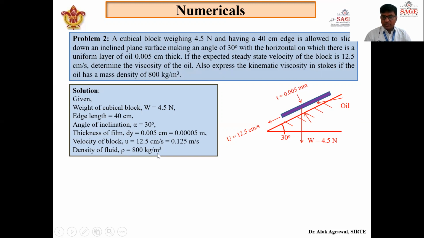So these are the given conditions: angle alpha is 30 degrees, thickness dy is 0.005 centimeter. We have to convert everything into meters. Okay. Velocity is given as 12.5 centimeter per second, again divided by 100 to get it in meter per second. And density of fluid is given as 800 kg per meter cube.